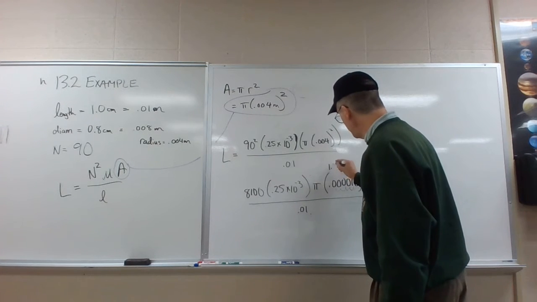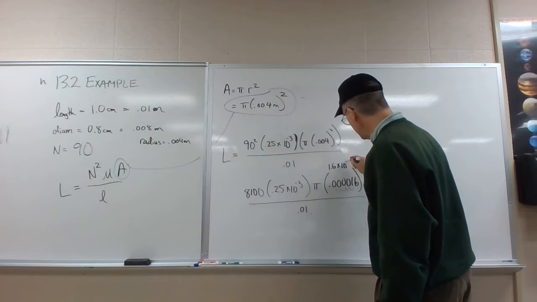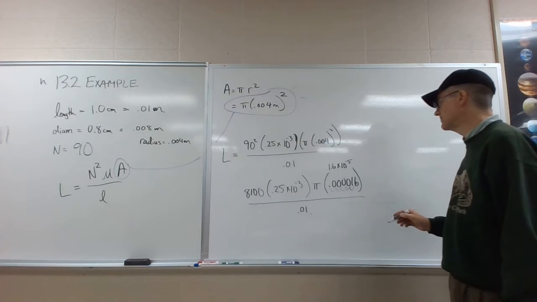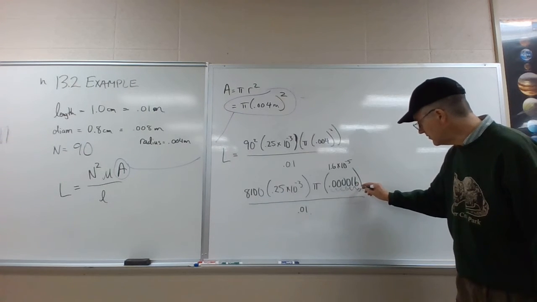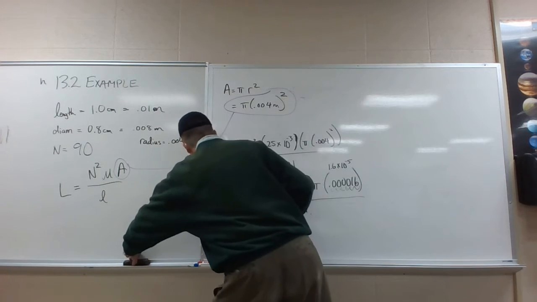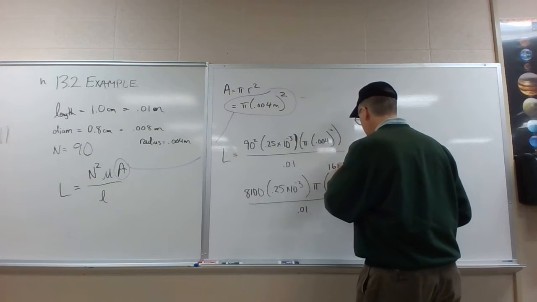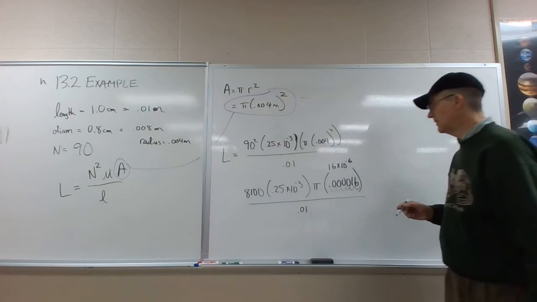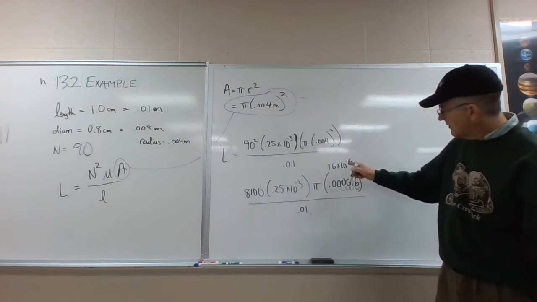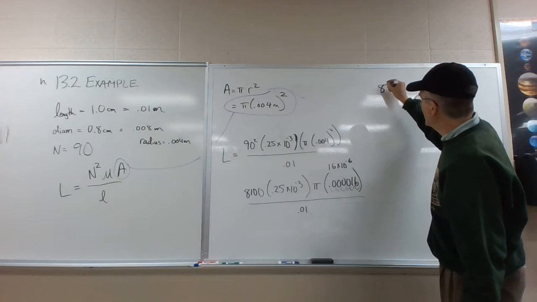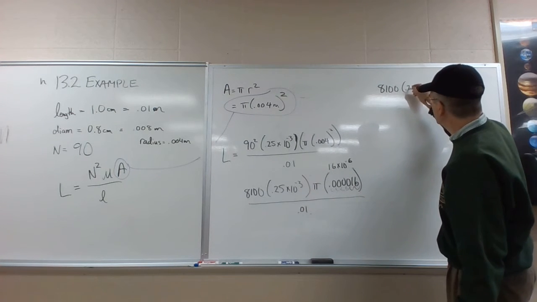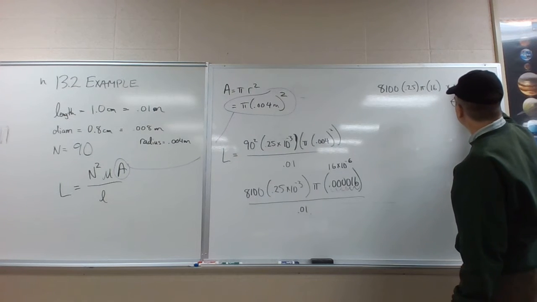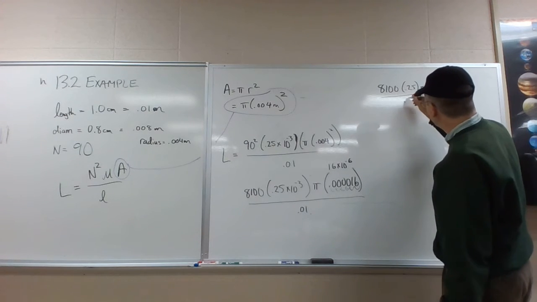This, of course, is 1.6 times 10 to the negative 5th. Well, let's do engineering notation. So that's 16 times 10 to negative 6. Okay, so I got negative 3 and negative 6. That gives me negative 9. So now I'm doing 8100 times 0.25 times pi times 16 times 10 to the negative 9 divided by 0.01.